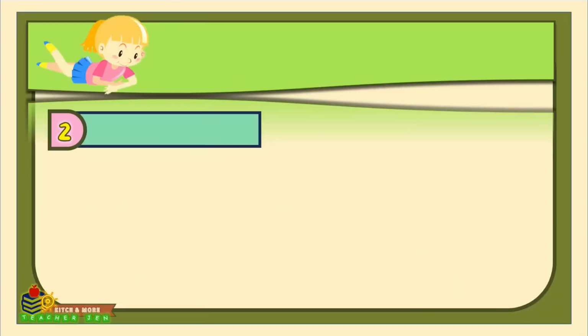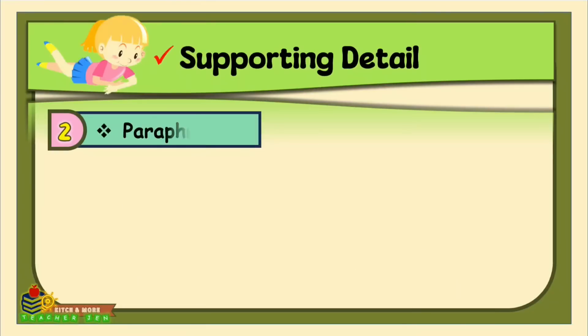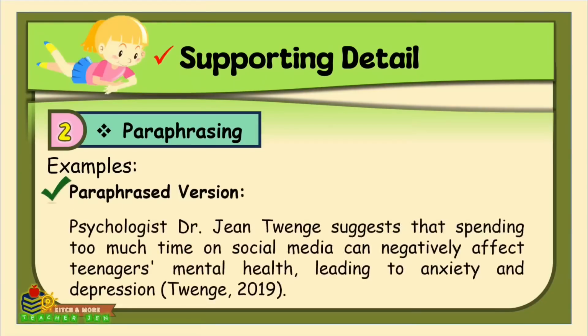So here, look at the paraphrasing. What happened? What changed? Let me read first to you the paraphrase. Psychologist Dr. Jean Twenge suggests that spending too much time on social media can negatively affect teenagers' mental health, leading to anxiety and depression. The wording was actually altered or changed here while keeping the meaning the same.